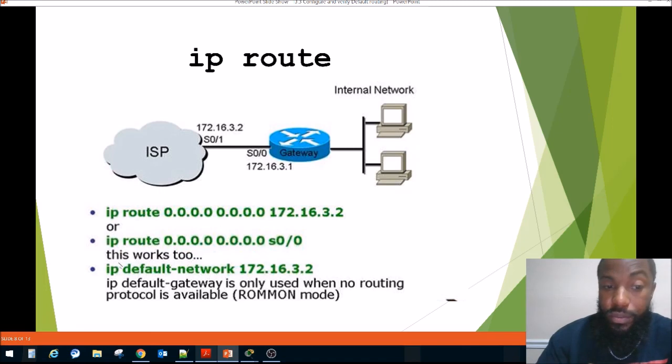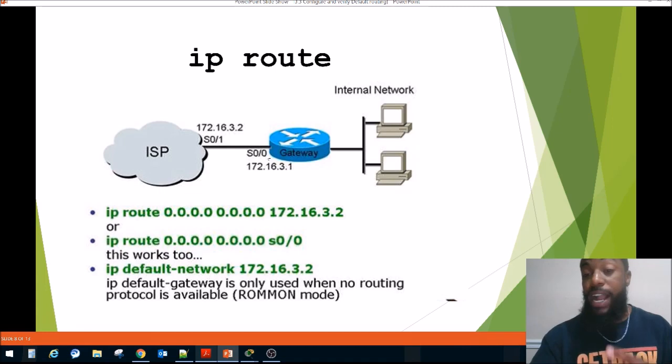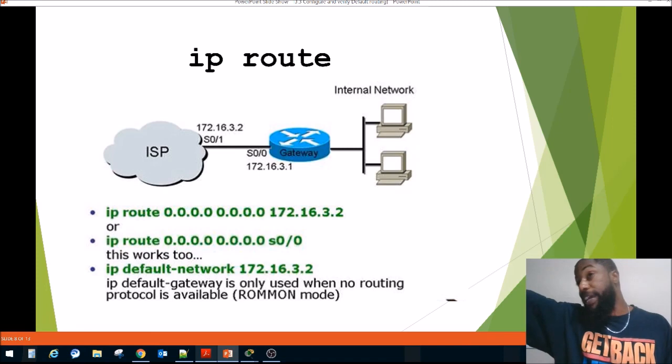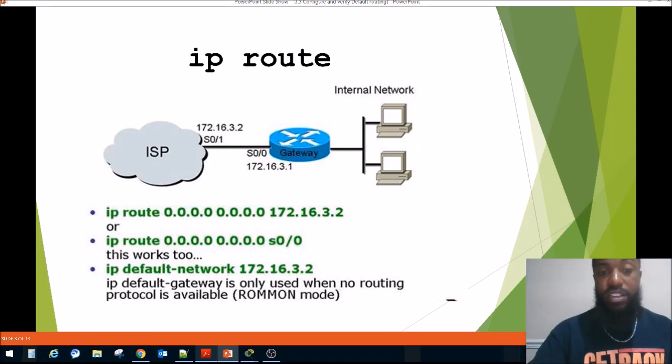Or we could do IP route, right, to get to the internet, or out of our network, take serial 00, which is our local interface, right? So to get out of here, take this back door or this front door, whatever you want to call it. It's in our house basically, or our neighborhood. Like my complex, we got a security guard at the gate, right? The security guard at the gate would be serial 000, if that makes any sense, to get out of here. Again, IP default route used in ROMMON mode, like I mentioned before.